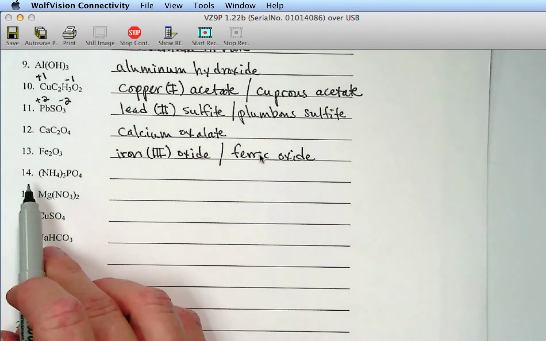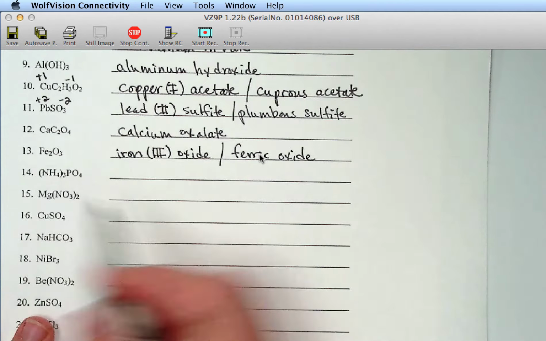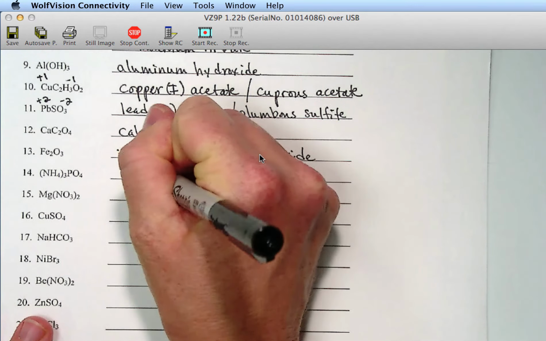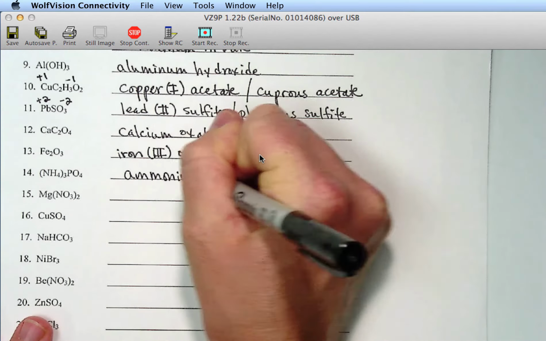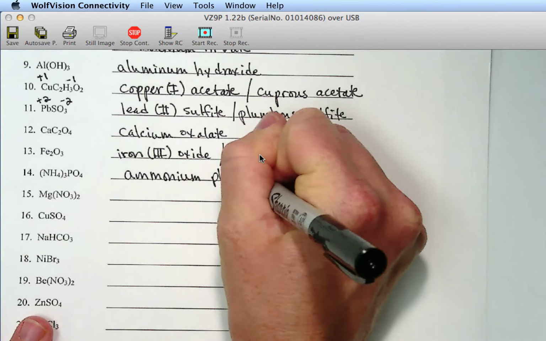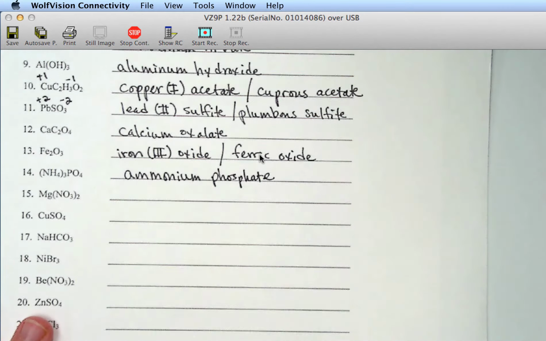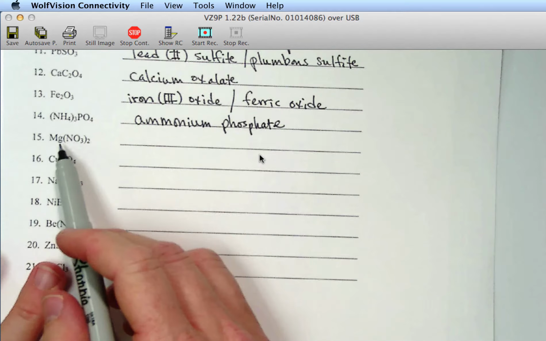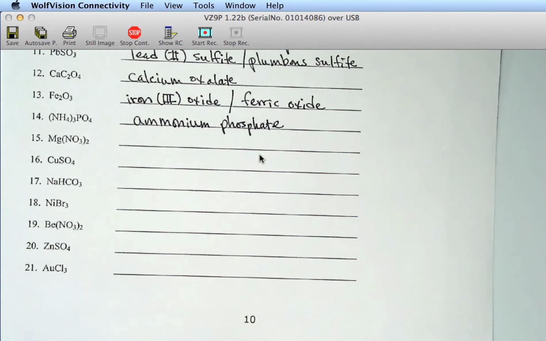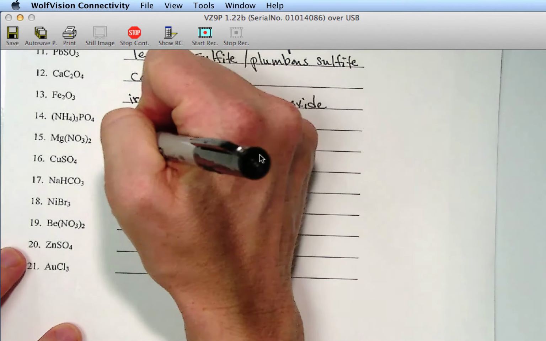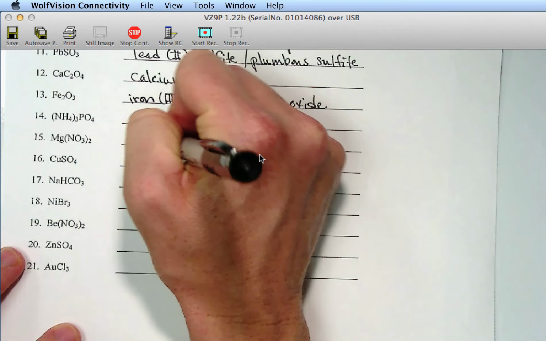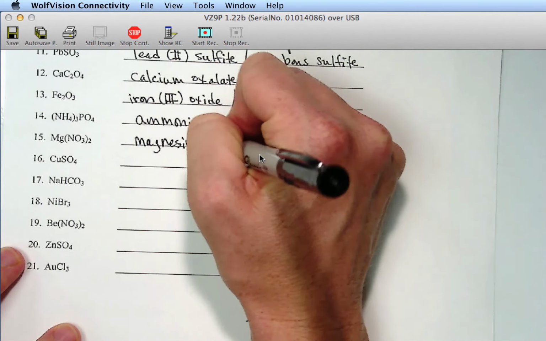Number 14, we're just naming polyatomic ions, ammonium phosphate. Number 15, now you get into this transition metal mode where you think everything is a transition metal. Magnesium is an alkaline earth metal. It's a main group or representative element. So this is just magnesium nitrate.